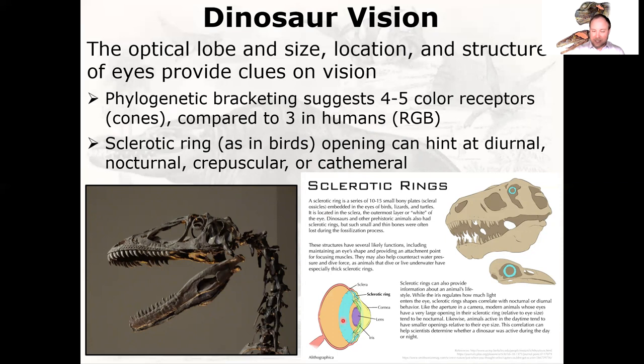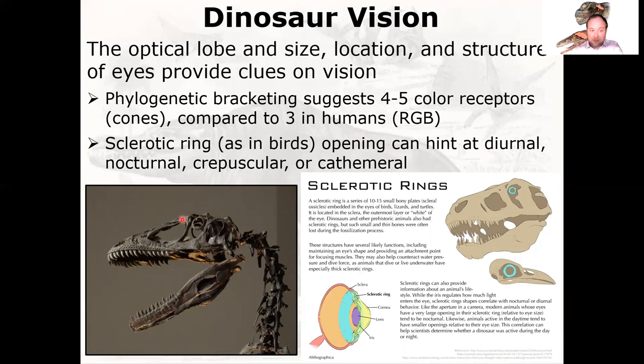They kind of act like the aperture on a camera, although the cornea restricts some as well. The size of this opening can hint at diurnal or nocturnal, or crepuscular, like active at dawn and dusk, or cathemeral, which is just kind of active whenever they should be.